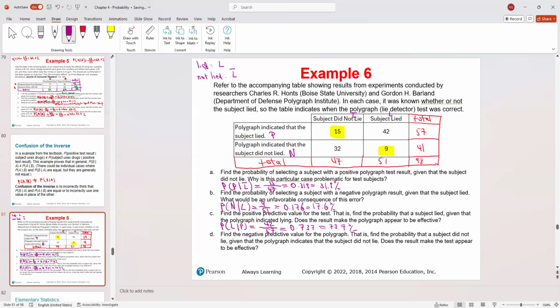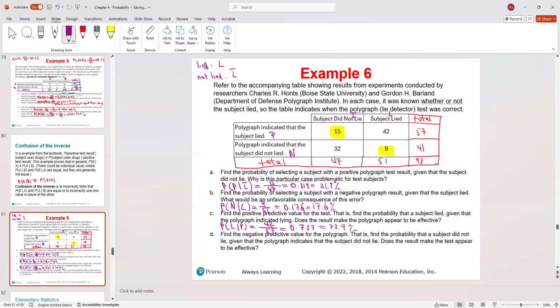They said, does the result make the polygraph appear to be effective? Look what happened. We said you find the probability that the subject, the person, lied, and the polygraph also showed that the person lied. So is that a good thing? Yeah, to be truly effective, the probability should be much higher. There is not sufficient evidence to conclude that the polygraph is effective because it tells you the polygraph shows positive and the subject lied. So both of them positive should be like 90 something, maybe 99.9% or 97%, right? From 95.